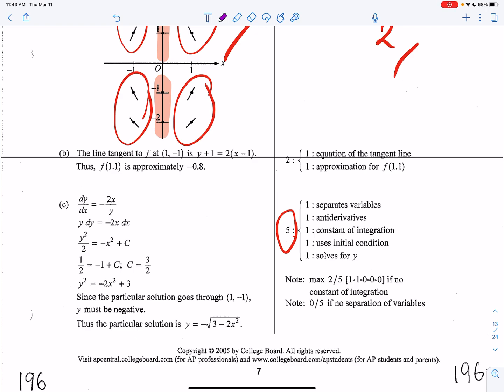They actually gave us, okay, so they gave us a point for separating. They only give you 1 point for the antiderivatives, okay, instead of 2. They give you a point for putting a plus C. They give you a point for finding C, and then they give you a point for solving. Notice how this is not exactly what we got, but equal is equal, okay?